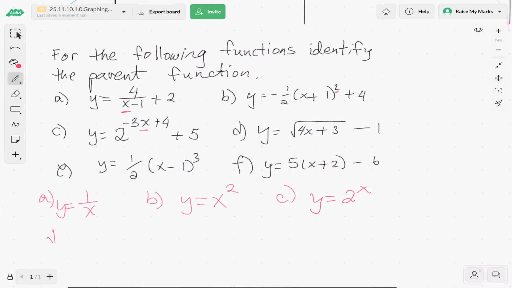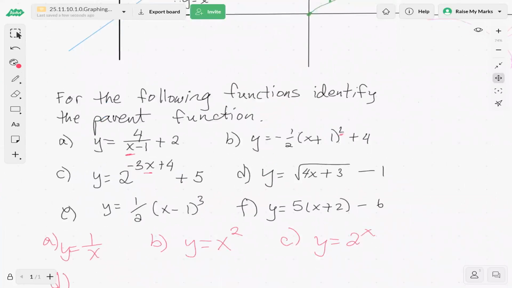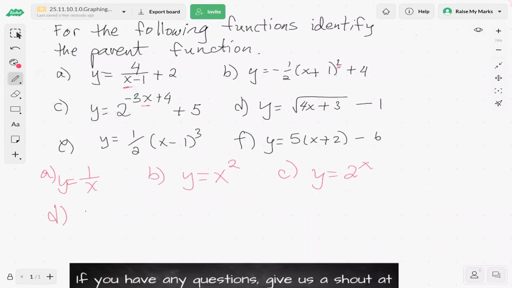Now part D. What is our function? y equals the square root of 4x plus 3, all minus 1. Okay, so where's our x? Our x is under the square root sign. If we go back up, first question, which of our parent functions have our x under a square root? Our parent function part B, y equals the square root of x. So this is our parent function, y equals the square root of x.